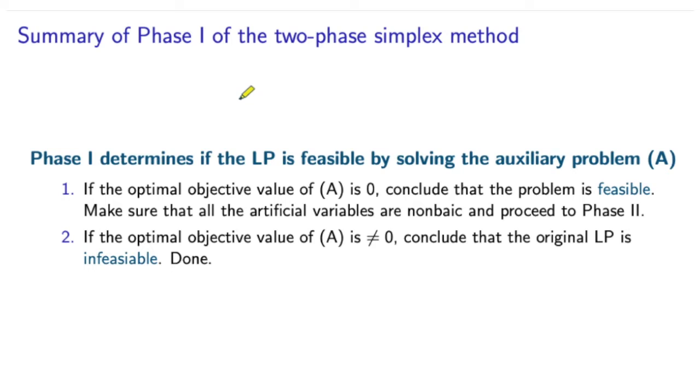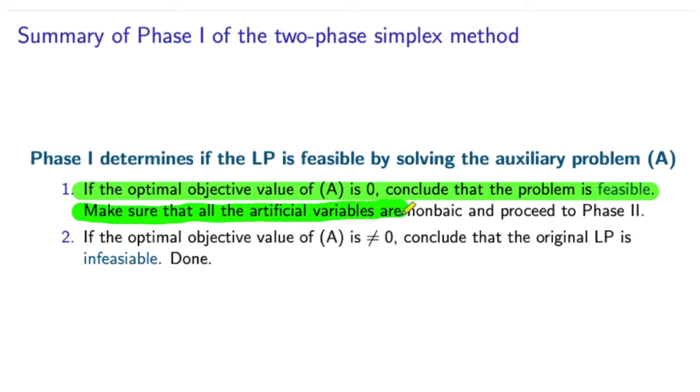So, phase 1 determines if the original LP is feasible or not. Precisely. We solve the auxiliary LP using the simplex method. There are two possibilities. The optimal objective value of the auxiliary problem is either 0 or not 0. So, if it is 0 then the original LP is feasible. We tell the artificial variables to get lost and proceed to phase 2.